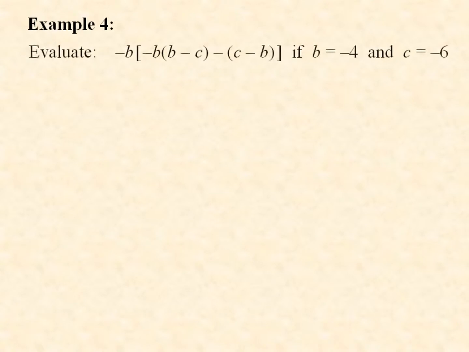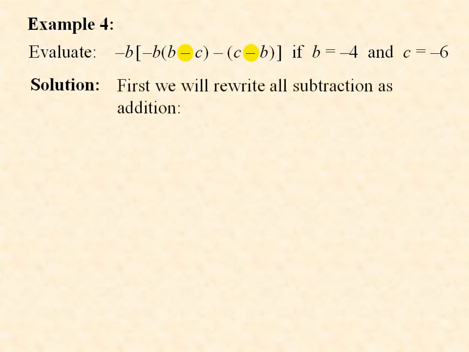Example 4. This will be our last example. Evaluate this complicated-looking expression if b is negative 4 and c is negative 6. First, we will rewrite all subtraction as addition. That gives us this. Then we will do what we did before. We will consider it as having 4 variables instead of 2 variables.